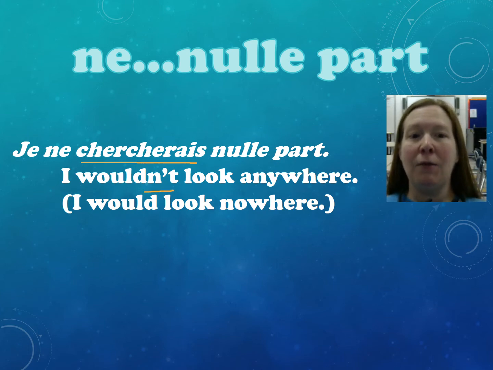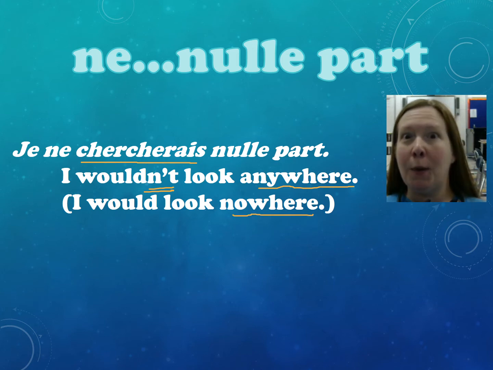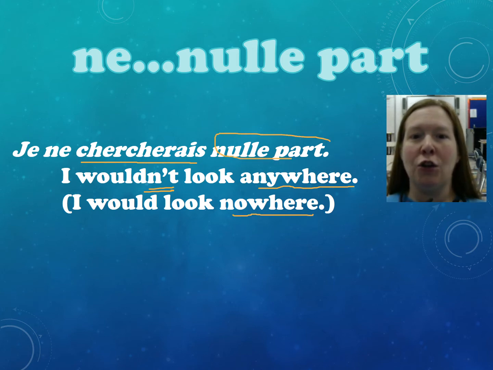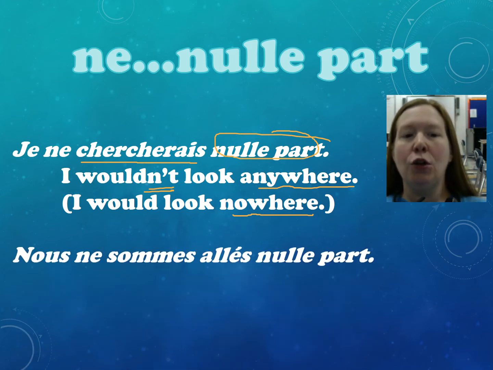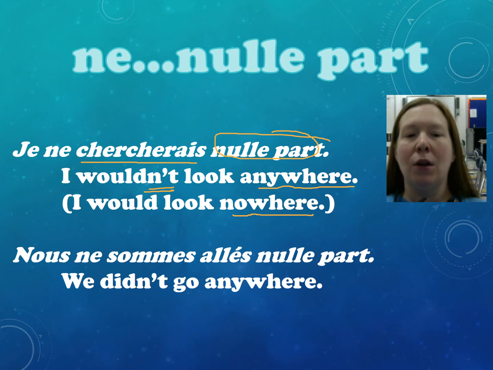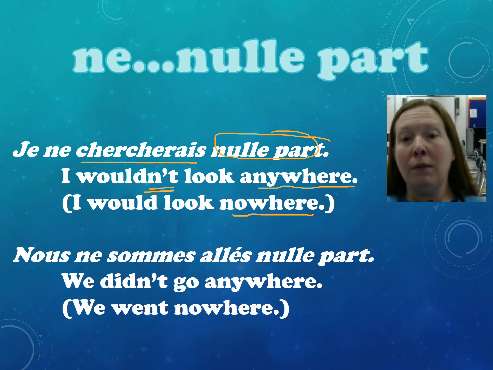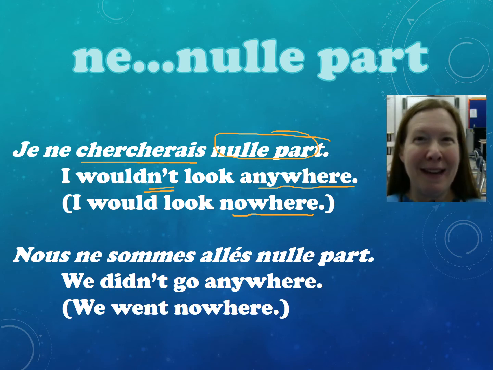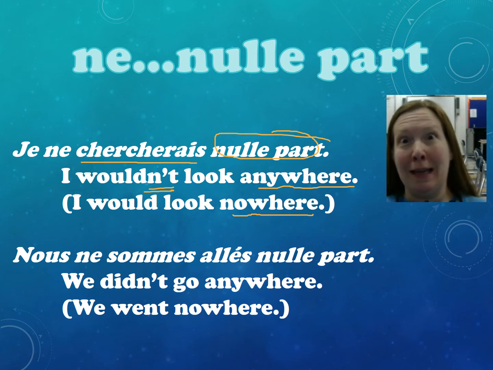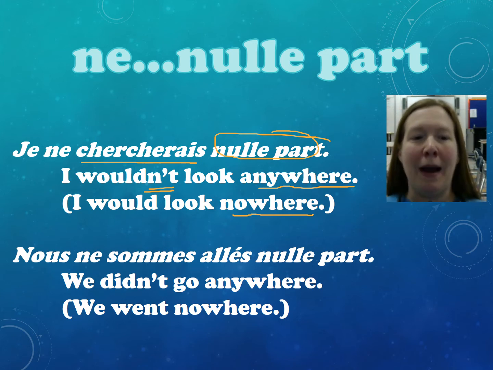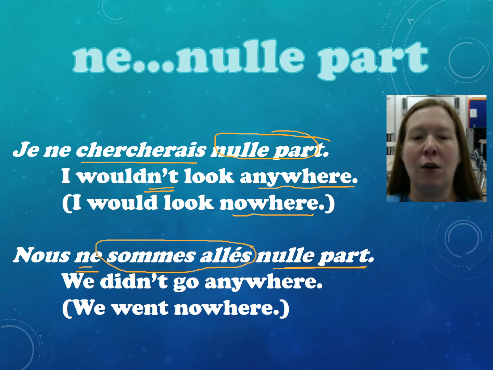But if it's negative and you're talking about location, whether in English you would say anywhere or nowhere, in French, you're going to say nulle part. Another example, nous ne sommes allés nulle part. We didn't go anywhere. Or we went nowhere. Same idea. In French, it's actually the same words. Nous ne sommes allés nulle part. And again, ne and nulle part go around the entire passé composé, the helping verb and the past participle.